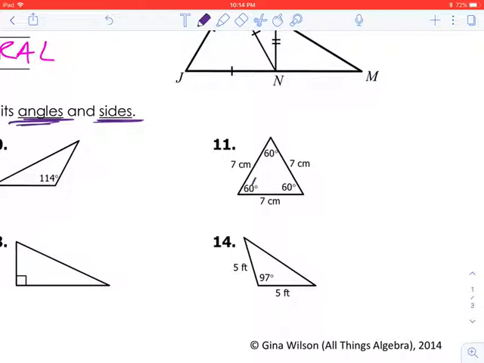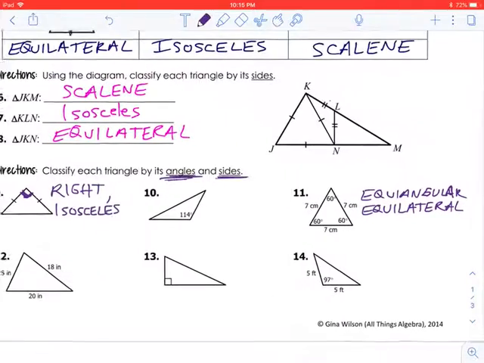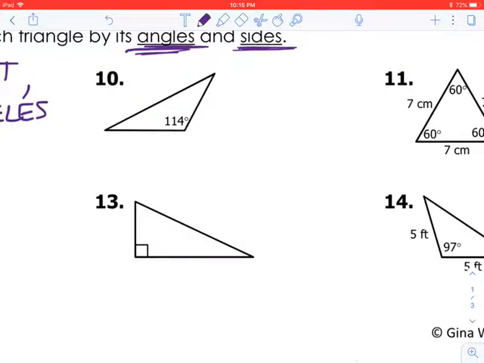Okay, so look at number 11, same deal. For angles, they're all the same, so that is an equiangular triangle, and all the sides are the same, which is going to happen. When you have equiangular, you automatically have equilateral. And then finally, look at number 13. Once again, we have a right angle, but this time none of the sides say they're equal, so we have to assume they're all different. So that would be scalene.